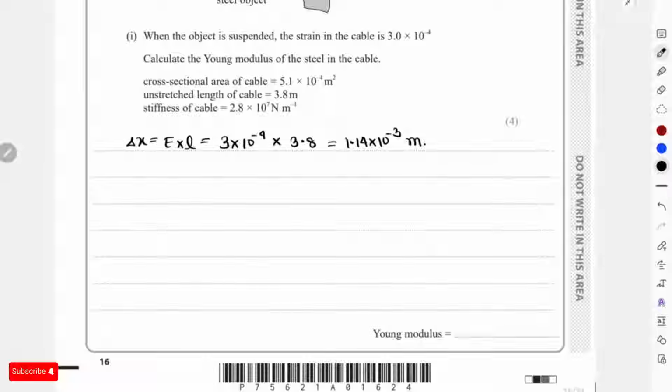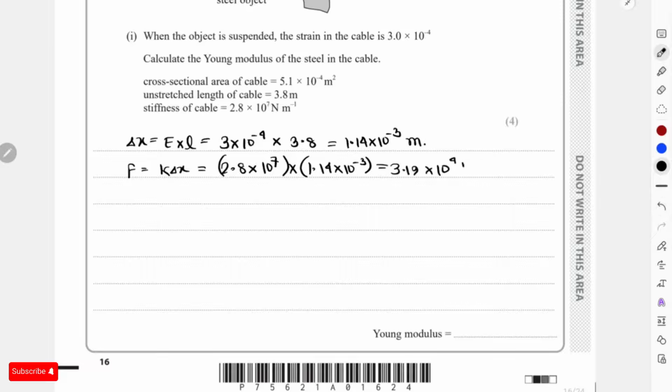Now for delta x, you can use the equation F = k delta x to find out force, which is basically 2.8 × 10^7 multiplied with your extension, which is 1.14 × 10^-3. If you calculate, this is the final value of your force, which is approximately 3.19 × 10^4 Newton.